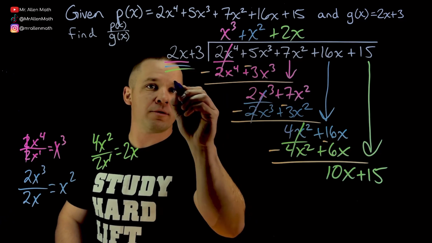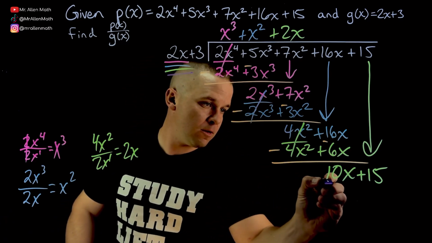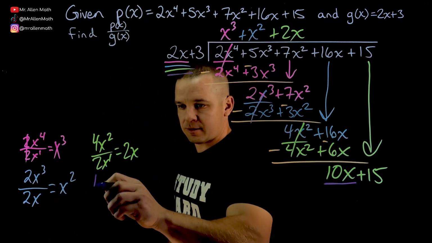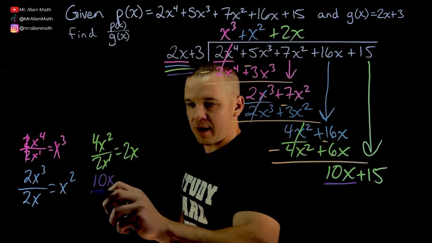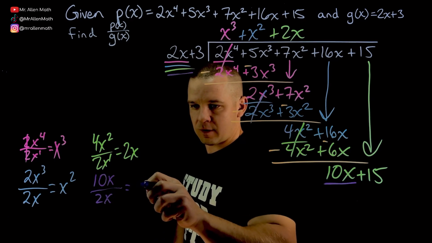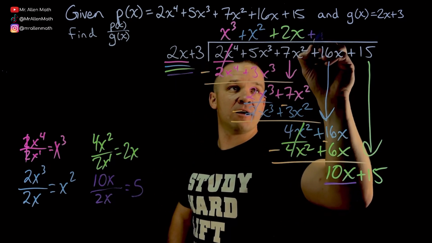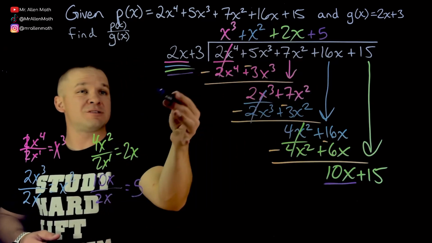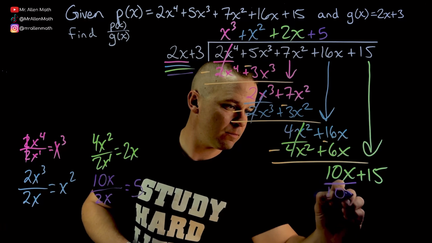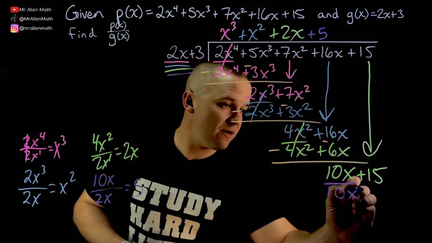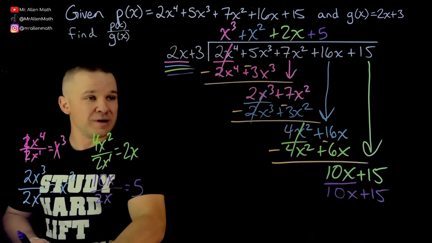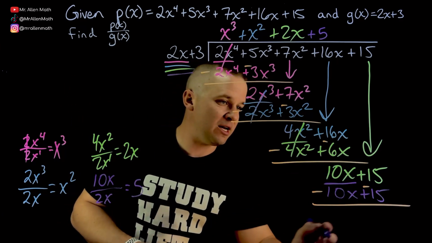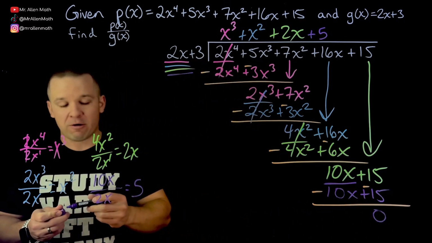So we're going to work with, once again, this guy here and the 10x, okay? So over on the side here, we got 10x divided by 2x. That's 5. So plus 5 right here. Then we're going to multiply it through, just like we did before. 5 times 2x is 10x. 5 times 3 is 15. Bring out the orange guy, draw my line, change the sign, and I end up with 0 for my remainder.